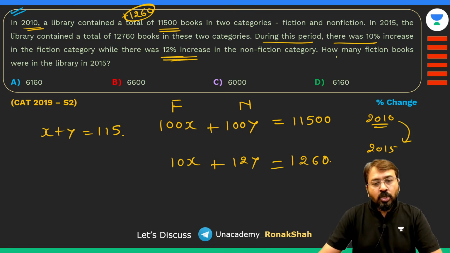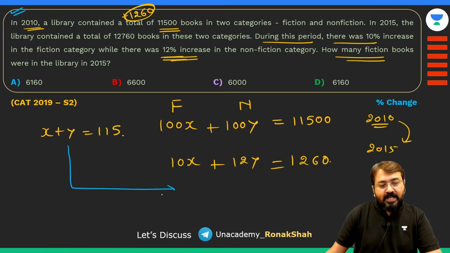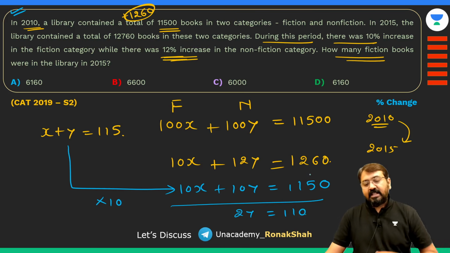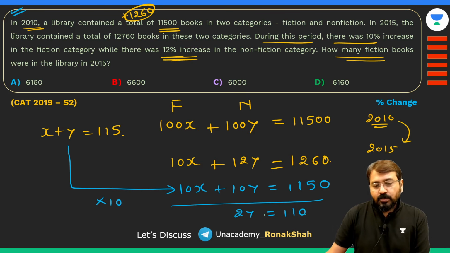What do we need to find out? So how many fiction books were there in the library in 2015? Very simple question. So what we can do is we can just multiply this equation by 10. So we'll get 10x plus 10y is equal to 1150, and we can subtract them. So I'll get 2y is equal to 110. Isn't that? Yeah, 1260 minus 1150, right?